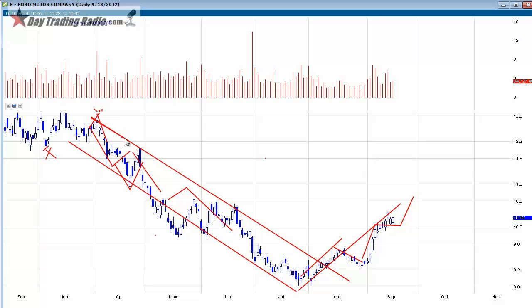And if that line is pointing down, then the trend is down. If the line is pointing up, then the trend is up. And that's the basics of following the trend and understanding where the trend is.